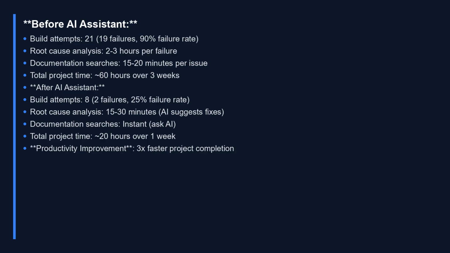After the assistant, 8 build attempts, 2 failures, a 25% failure rate. Root cause analysis dropped to 15 to 30 minutes because the model suggests targeted fixes rather than leaving you to search blindly. Documentation queries are instant. Total project time roughly 20 hours in 1 week. That's a 3x improvement in project completion speed, not from faster hardware or a bigger team, from a model that encoded the right knowledge and could apply it at the moment it was needed.